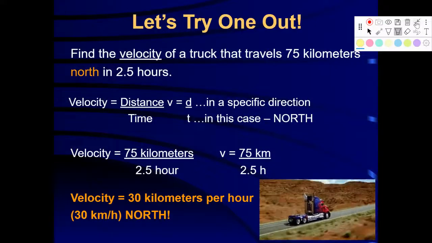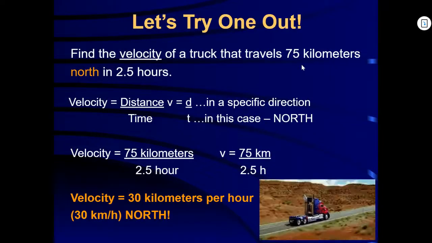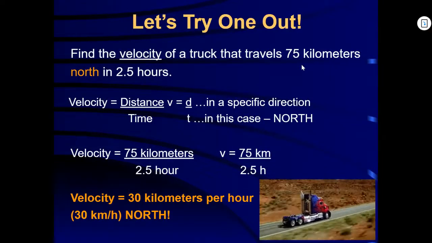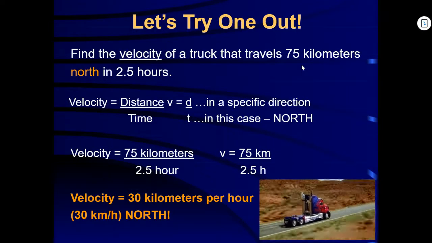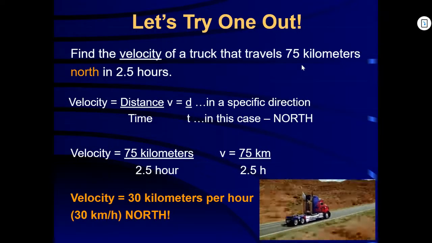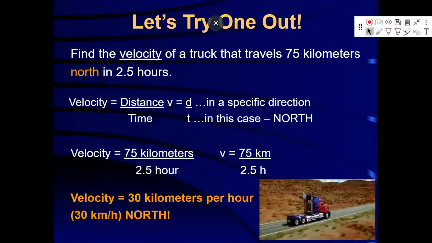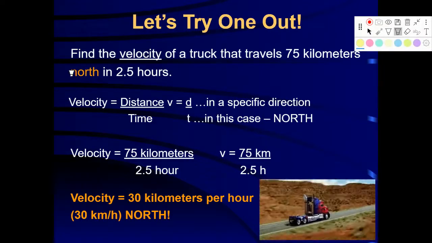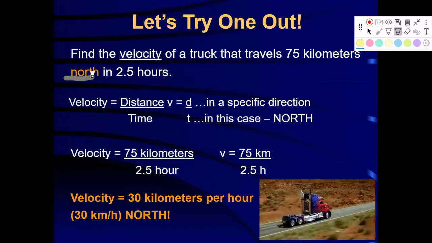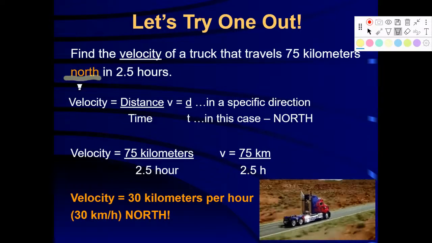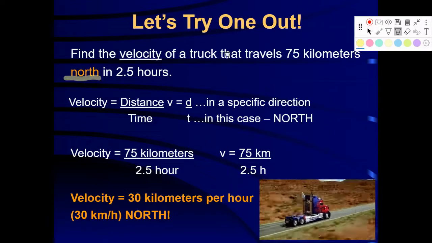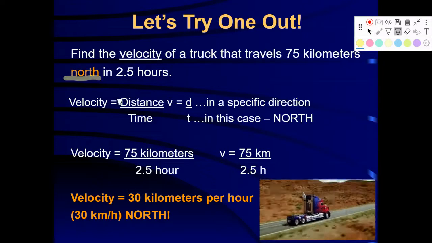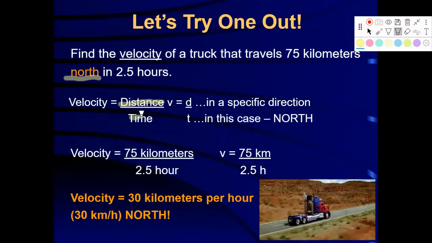So let's try out this example right here. Find the velocity of a truck that travels 75 kilometers north in 2.5 hours, right? So basically, this is just like our speed problem, except here they are giving you this right here. And they actually put it in that orange color, and I'll just highlight it again. They're giving you the direction, right?